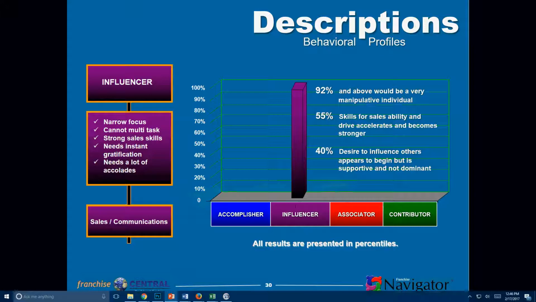But their high performer profile wasn't an influencer. They were selling lots of franchises, but the influencers would open up the first or second salon, spread their peacock feathers, say, "Look at how great I am," and then crash and burn. And we came in, we identified the profile, which was an accomplisher, associator, contributor, multi-unit operator, and that's what turned it around completely for them.